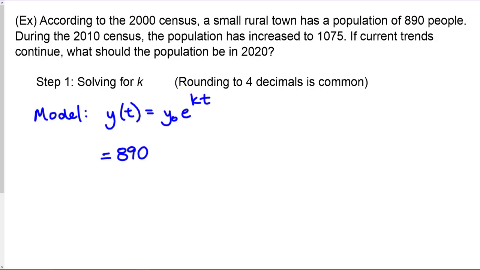And after 10 years, so when we go from 2000 to 2010, so after 10 years passed, so I'm going to change the amount of time into 10 years, the new population size is 1075. So this is equal to 1075. Now there's a unique value of k, our growth constant, that will make this work, which we need to solve for.